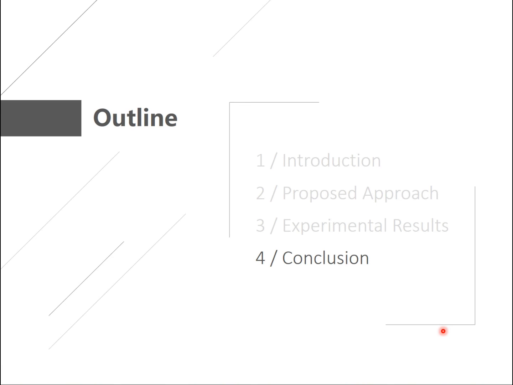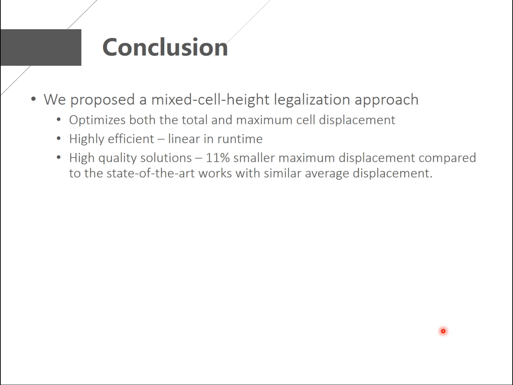So let's go to the conclusion. We proposed a mixed cell height legalization approach, which optimizes both the total and maximum cell displacement. It is a highly efficient algorithm with linear runtime, and it guarantees to have high-quality solutions. According to the experiments, it achieves 11% smaller maximum displacement compared to the state-of-the-art works with similar average displacement.